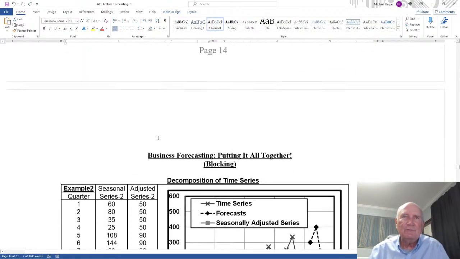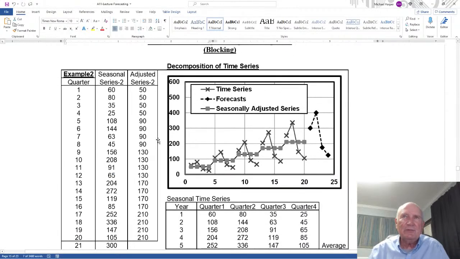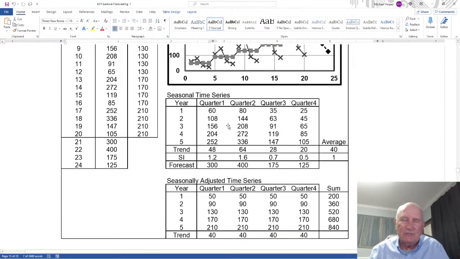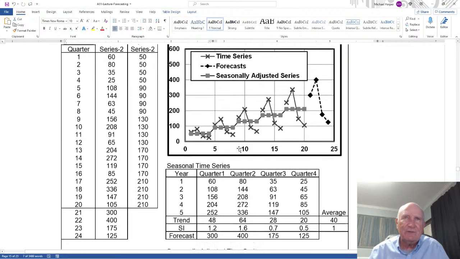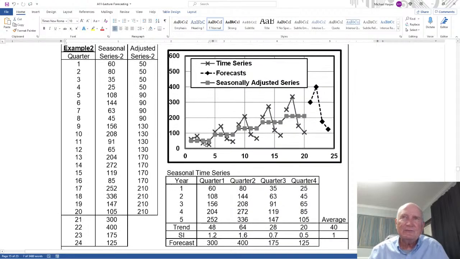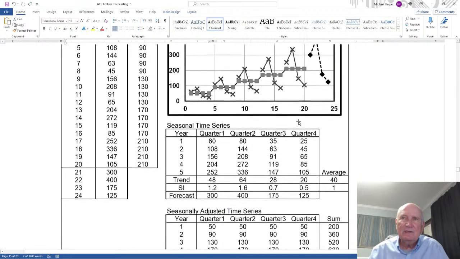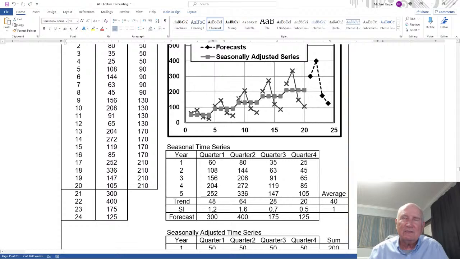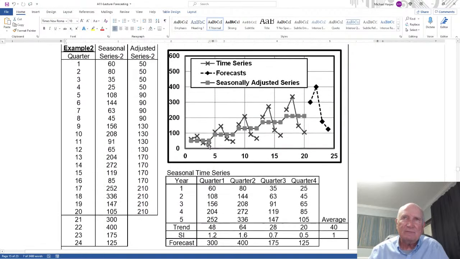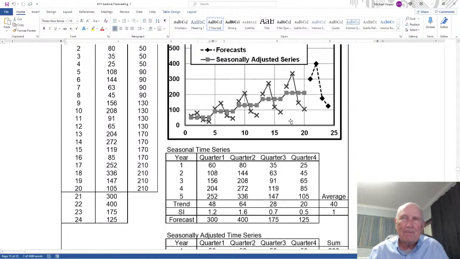Let's look at example 2. Now, this example 2 is also decomposition of time series. Now, everything, the procedure's the same, the calculations are the same, everything is identical. The only thing different is a different time series. And that different time series, notice here, I have a step function. And this step function, you'll never know it's a step function by looking at the time series. You have to filter it, you have to decompose it, and then plot the seasonally adjusted time series to see the step function. Okay.